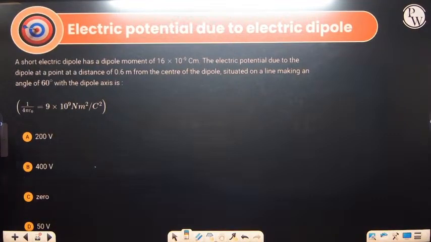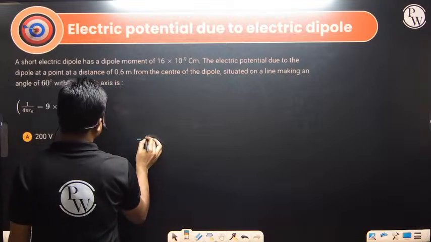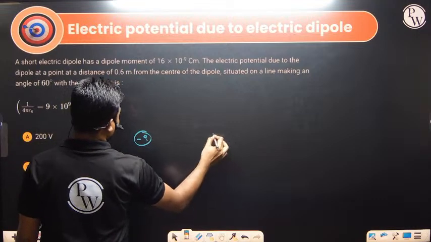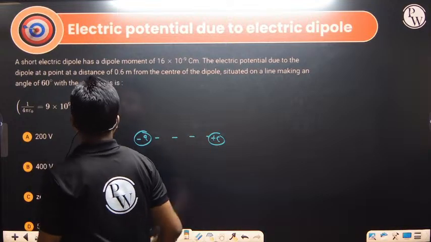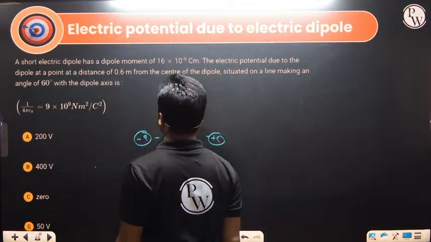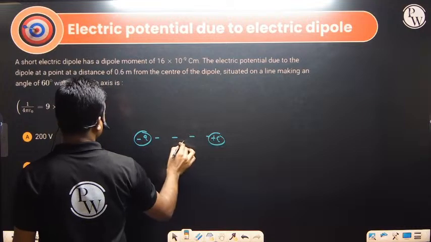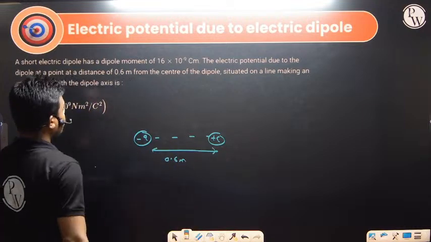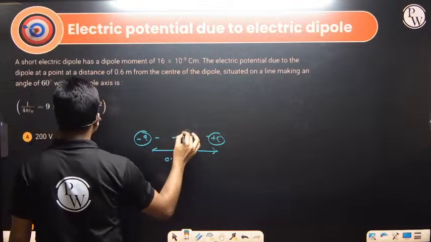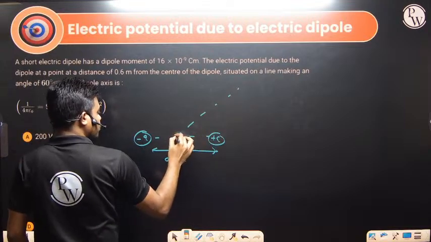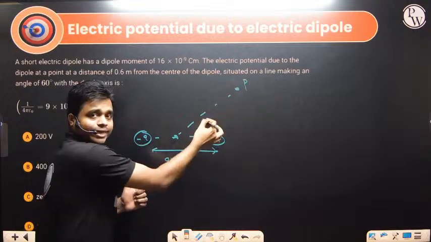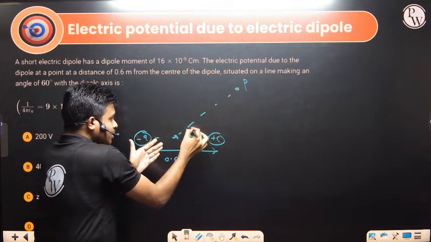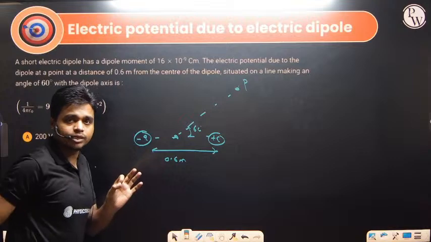Next question, again from electric dipole. I think you can do this question on your own. Here a short electric dipole is there, minus q and plus q, and the electric dipole has a dipole moment of this much. The electric potential due to the dipole at a point at distance 0.6 meter from the center of the dipole, situated on a line making an angle of 60 degree. At this particular point we have to calculate the electric potential.